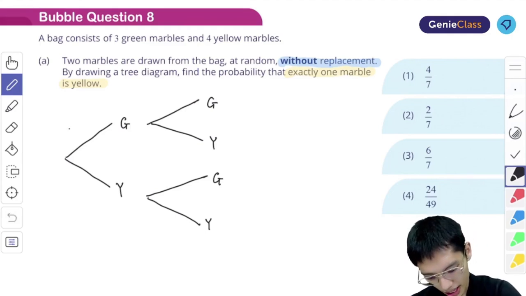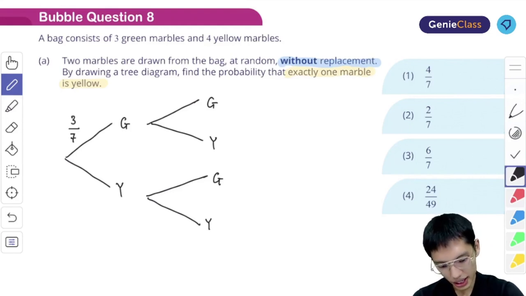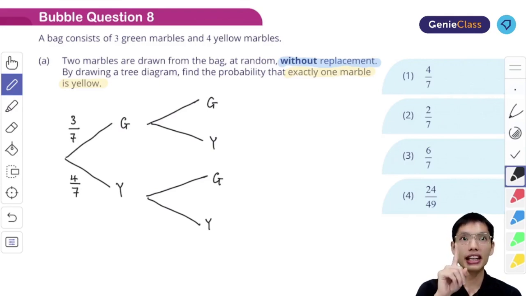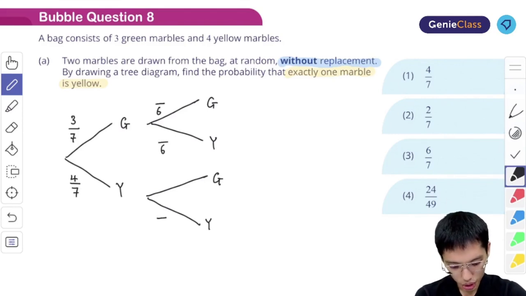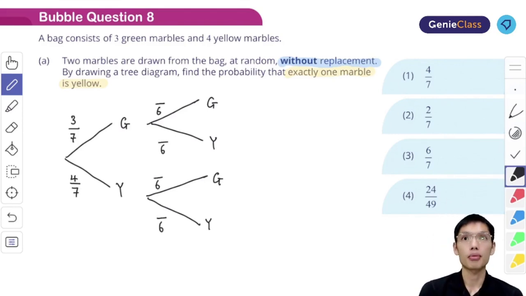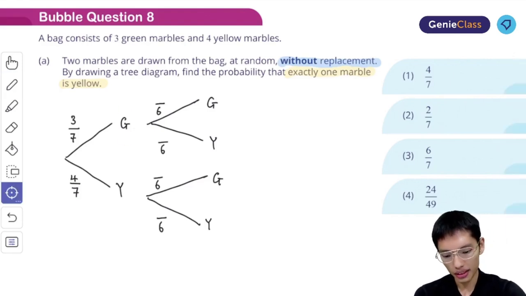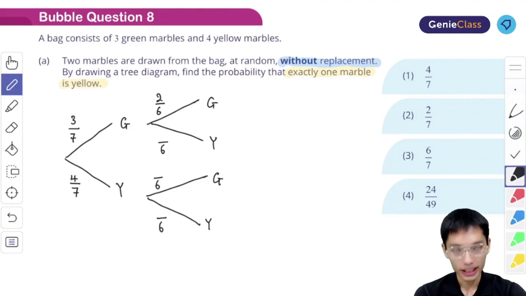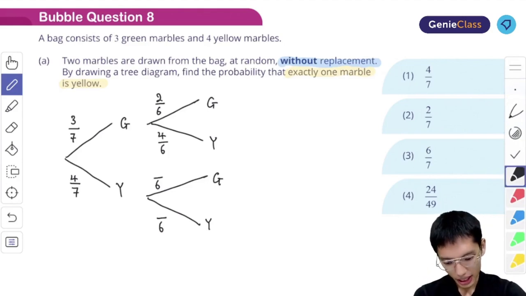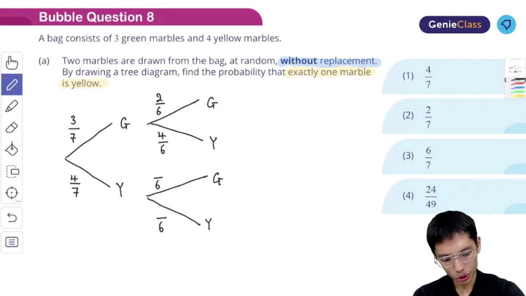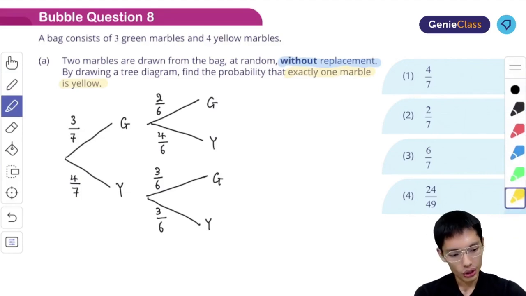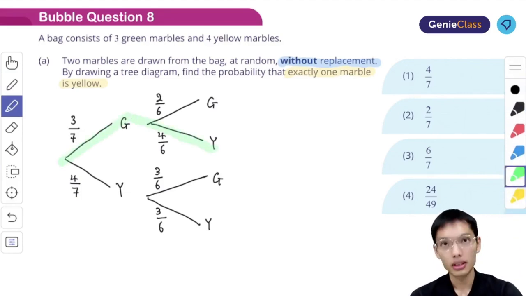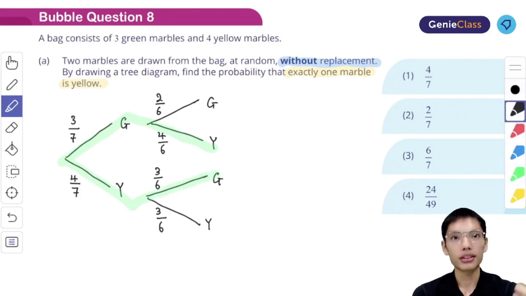Okay, so from here, first one, green, we know is 3 over 7. White, in this case, is 4 over 7. Next one, what happens? Okay, it's without replacement. So therefore, remember what I said? Total items is going to reduce by 1, definitely. But for the top, is it going to get affected? I pick a green, so green reduces by 1. Yellow remains the same. In this case, yellow reduced by 1. Green stays the same. So therefore, all you need to do, once you fill in the numbers, is trace it out. Okay, trace it out and fill in what you need.